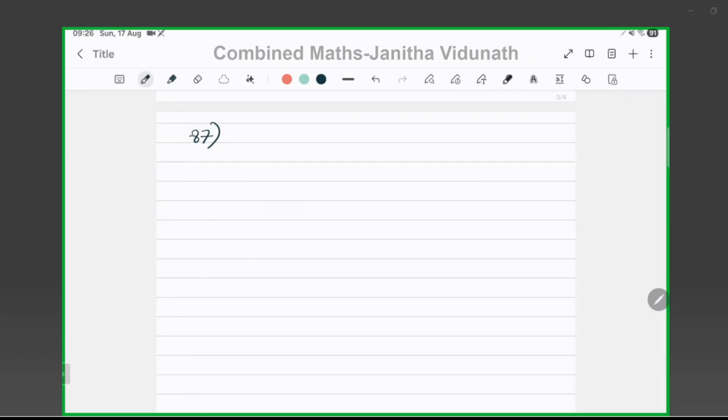Okay, now we try the 87th question. It is x to the power 8 plus x to the power 4 minus 20. Here, this is x to the power 4, and if we square that term, we get x to the power 8.